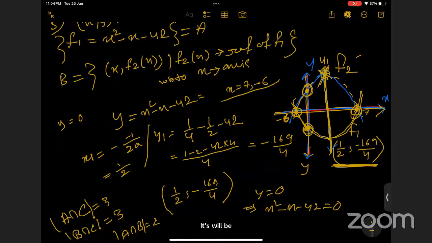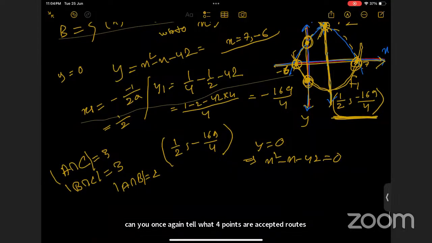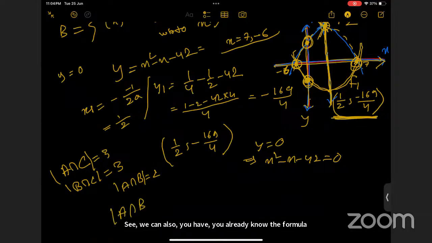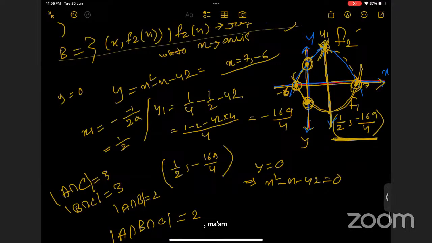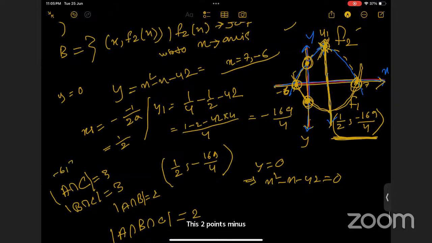Ma'am, can you once again tell what if 4 points are except the roots? See, you already know the formula from set theory, right? If we just consider the cardinality of A intersection B intersection C, it will be 2. From the graph you can see these 2 points, -6 and 7, are common in A intersection B. These 2 points in B intersection C also are in A intersection B, right?